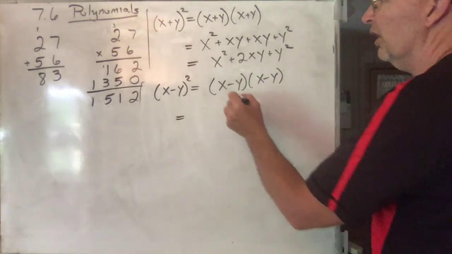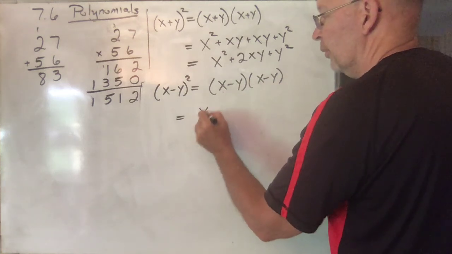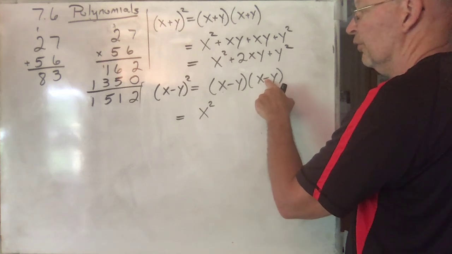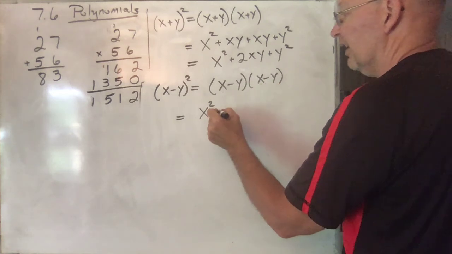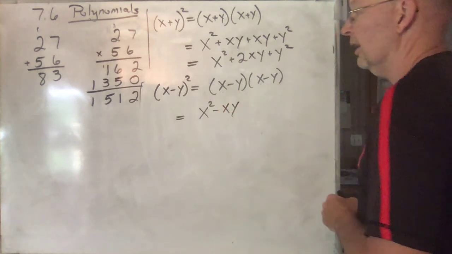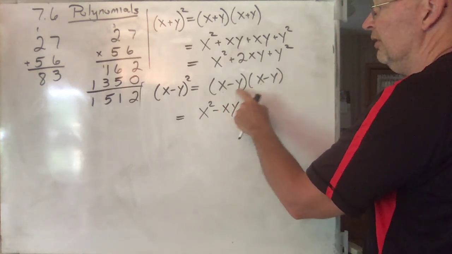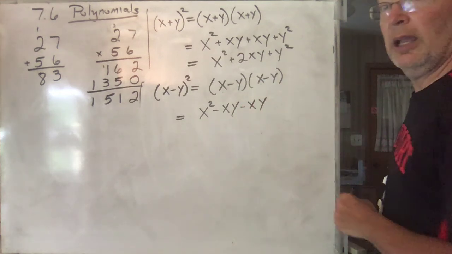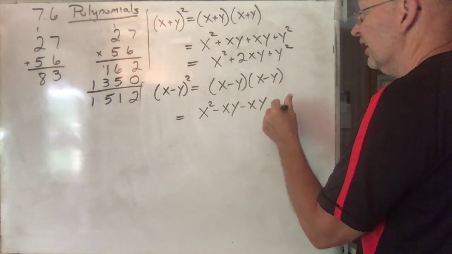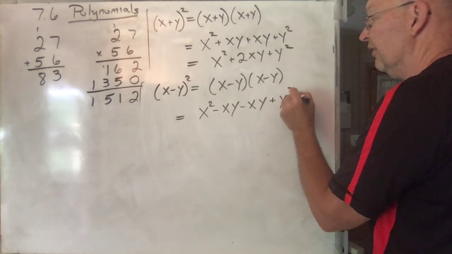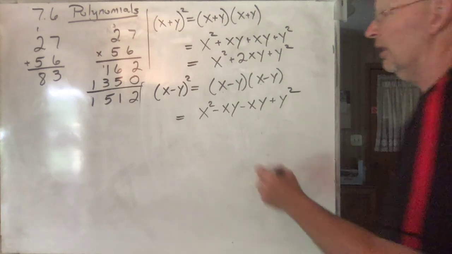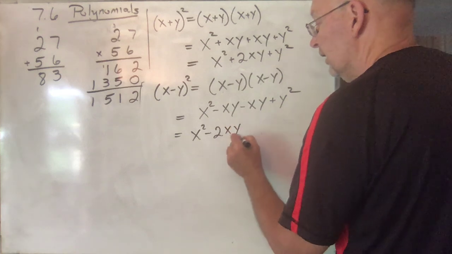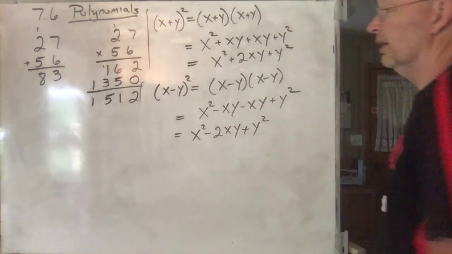So again, if you use FOIL, you're going to get x times x is x squared. That's first. Outer, notice you have a negative here, so it's going to be negative y times x. As long as I keep the negative in front, I'm okay. Inner, notice I have a negative and I have an xy, so that's going to be a negative xy. And then right here I have a negative y times negative y. Well, negative times negative gives you positive, so you're going to get a positive y squared. So if you multiply this out, you're going to get x squared minus 2xy plus y squared.